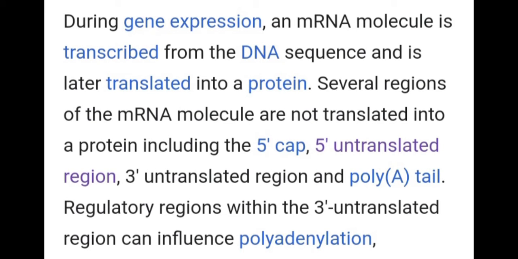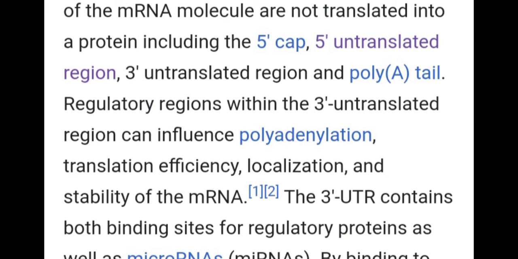Then comes the 3' UTR, the 3' untranslated region, and a poly A tail. Regulatory regions within the 3' untranslated region can influence your polyadenylation. It will include your translational efficiency, localization, and stability of mRNA. Within the 3' untranslated regions there are some regulatory regions, as I have said just now, and these regulatory regions can regulate your polyadenylation form. Then it will regulate your translational efficiency, the localization, and the stability of mRNA.